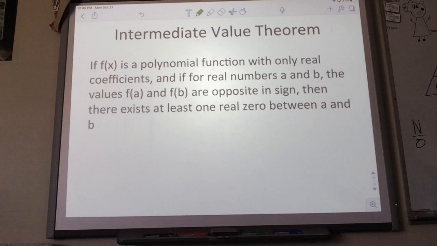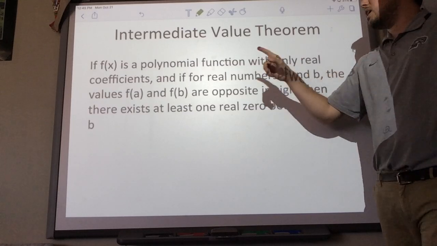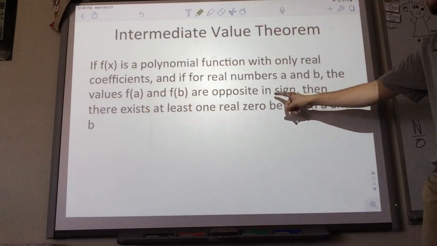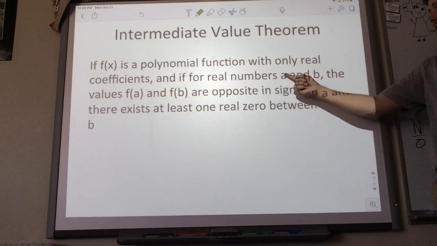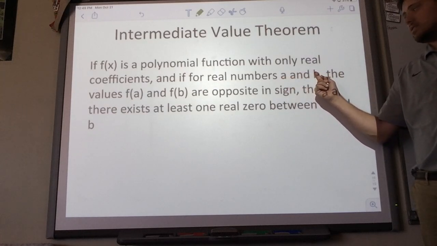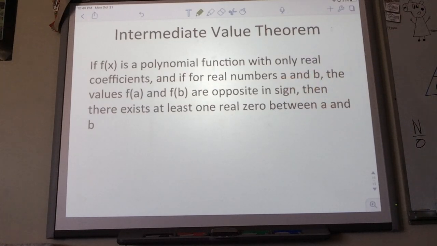Okay, but if this is real coefficients and the real numbers a and b, the values of f of a and f of b are opposite in sign. So if you plug these things in, and this one gets a negative and this one gets a positive, then there has to be a 0 between those. And again, that's obvious because if the y value is positive and then the next one's negative, it had to go through the x-axis. So that's all that's saying.